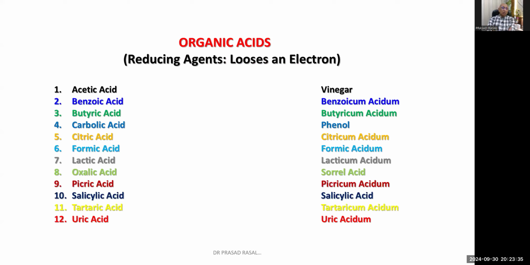Organic acids, let's see how many there are. This is the list which I have made. There is acetic acid, prepared from vinegar. Benzoic acid, benzoicum acidum. On the right side, the common names are given. Butyric acid, butyricum acidum. Carbolic acid, phenol group. Citric acid, citricum acidum. Formic acid, formicum acidum. Lacticum acidum. Oxalic, sorrel acid. Picric acid, picricum acidum. Salicylic acid, same. Tartaric acid, tartaricum acidum. And uric acid, uricum acidum. These are 12 organic acids in our materia medica.